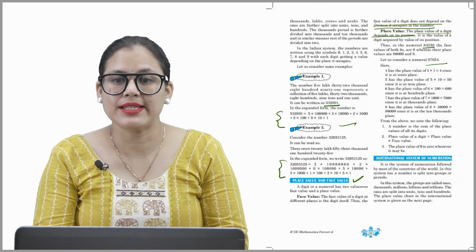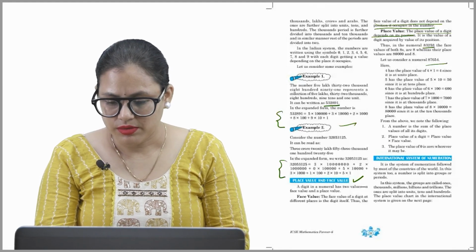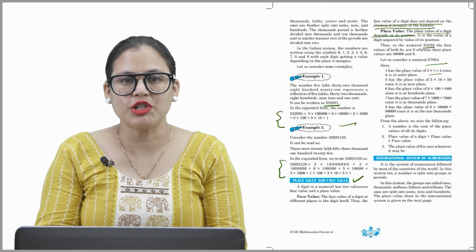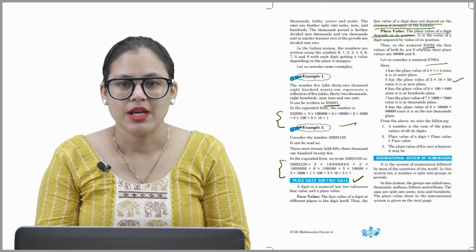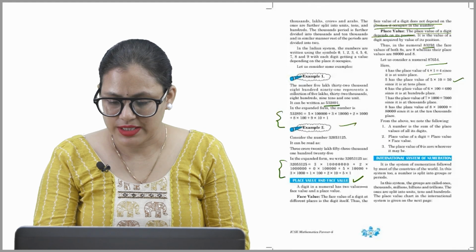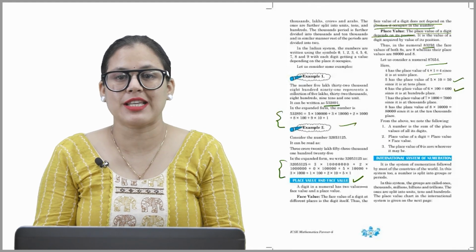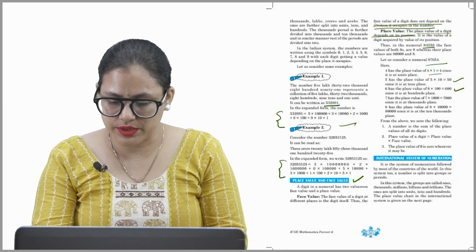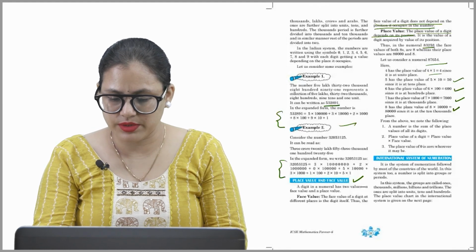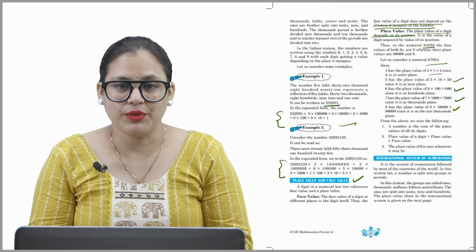So, 4 has the place value of 4 into 1 because it is at units place or ones place. 5 has a place value of 50 because it is at tens place. 6 has a place value 6 into 100, that is 600, because it is at hundreds place. 7 has a place value of 7,000. 8 has a place value of 80,000. So, from the above we know the following.